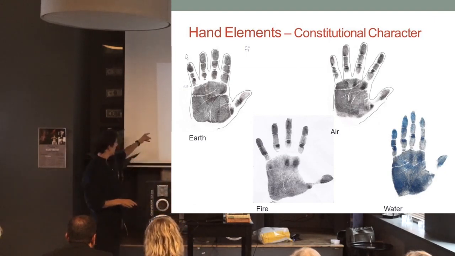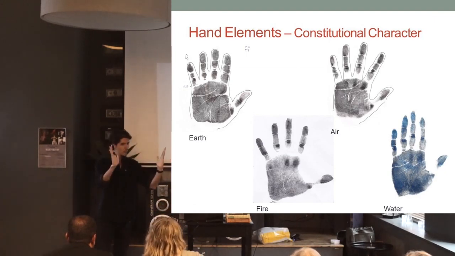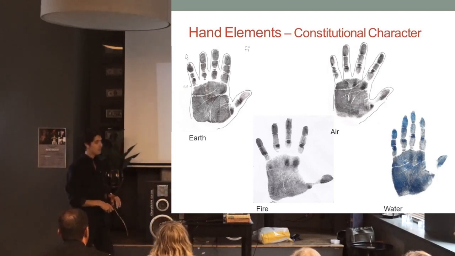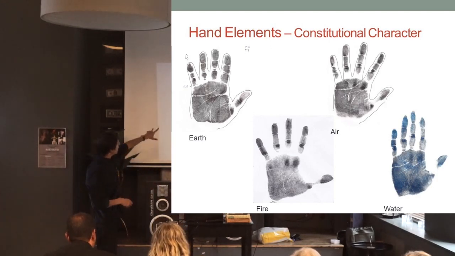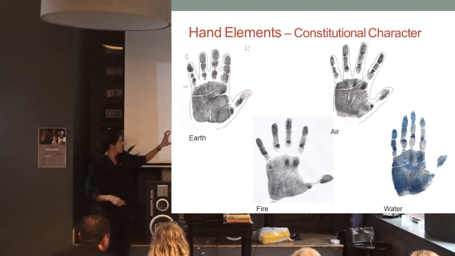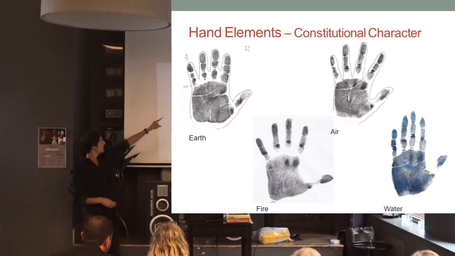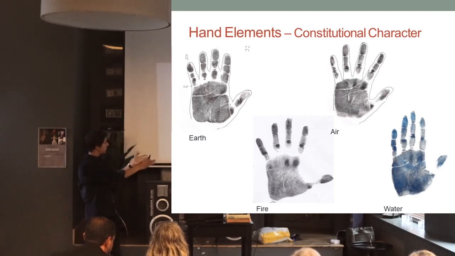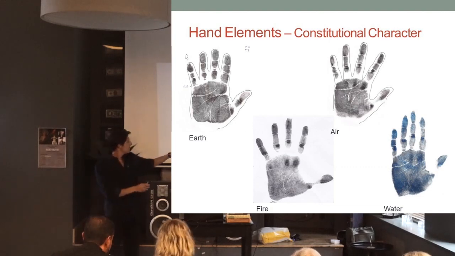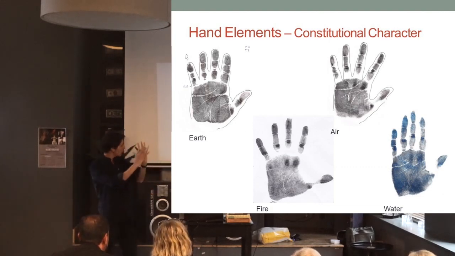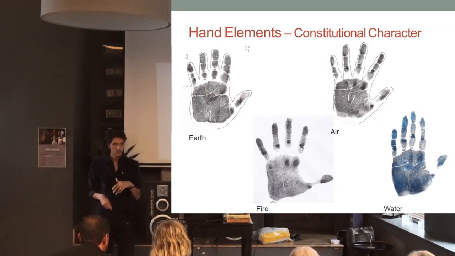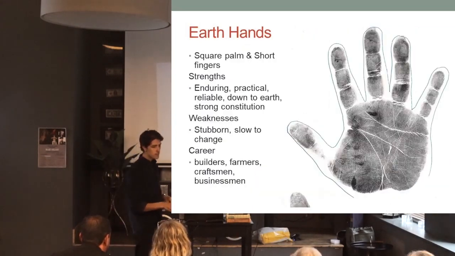We can see that an earth hand, actually the projector's making it a little bit pinched, and we have to be quite precise with these things. So an earth hand is a square palm with shorter fingers. An air hand also has a square palm but has longer fingers, so we can see the difference in the top two. The fire hand has a more narrow palm, shorter fingers, and then the water hand has a more soft, round palm with longer fingers proportionately. So we're going to go through these now.